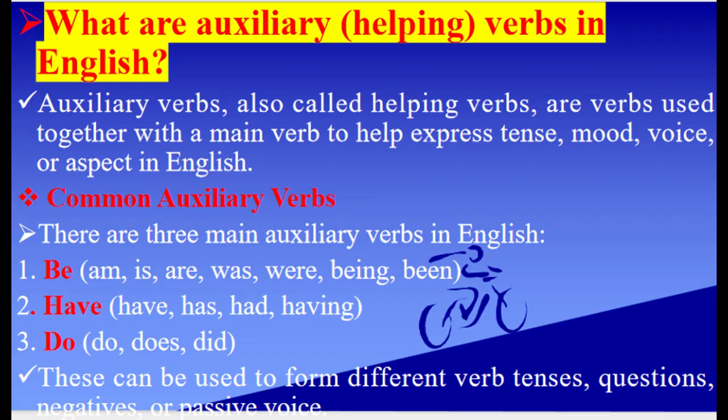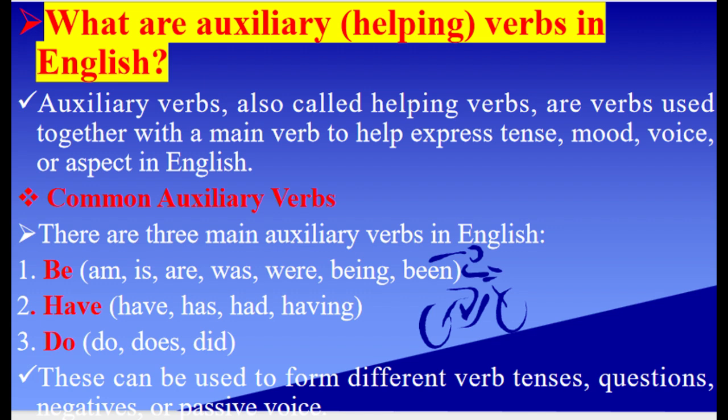What are auxiliary helping verbs in English? Auxiliary verbs, also called helping verbs, are verbs used together with a main verb to help express tense, mood, voice, or aspect in English. There are three main auxiliary verbs in English. 1. Be: am, is, are, was, were, being, been. 2. Have, has, had, having. 3. Do, does, did. These can be used to form different verb tenses, questions, negatives, or passive voice.